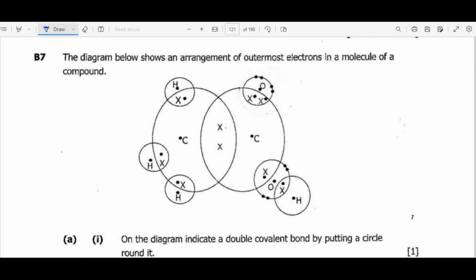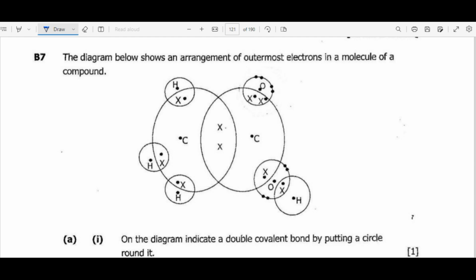So based on the structure, we can tell that we are dealing with a covalent compound since the bond is made by sharing of electrons. Now question A1, on the diagram, indicates a double covalent bond by putting a circle around it. Now the question is, how do you determine if the bond is a double bond or a single bond?